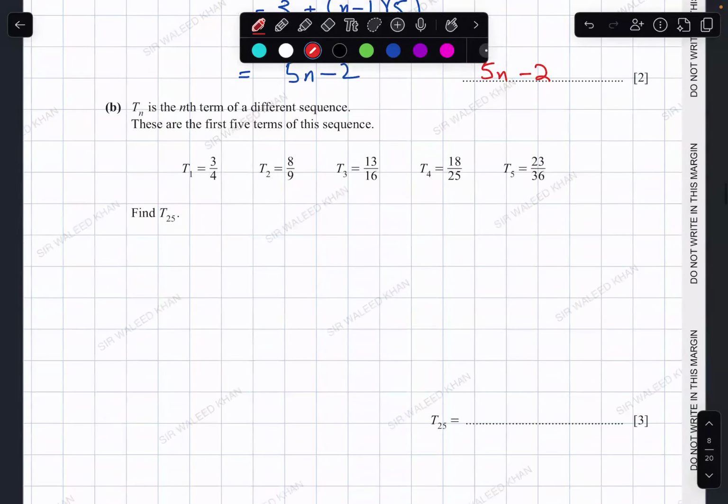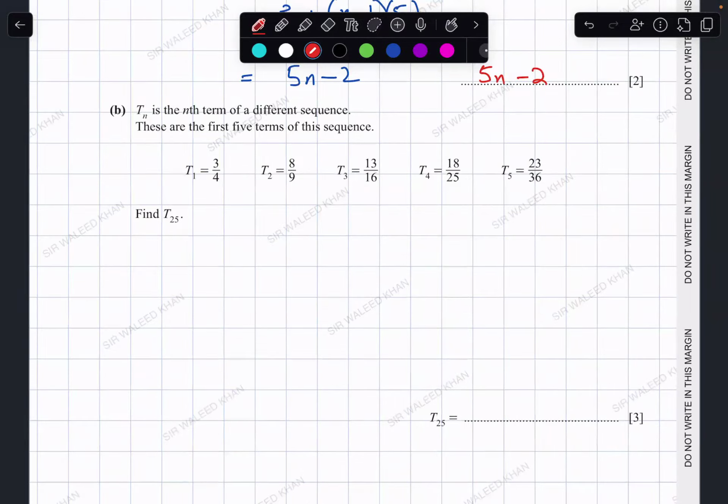Okay, next. Tn is the nth term of a different sequence. These are the first five terms of this. Find the 25th term. Okay. For that, we need to know, whenever we are dealing with a sequence, is there anyone specifically who struggles with sequences or this question? I can discuss it with them.